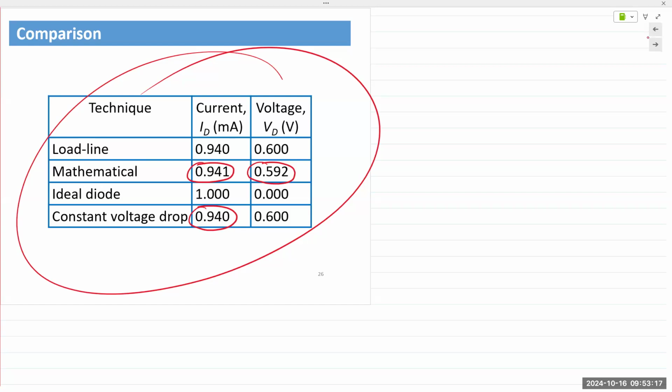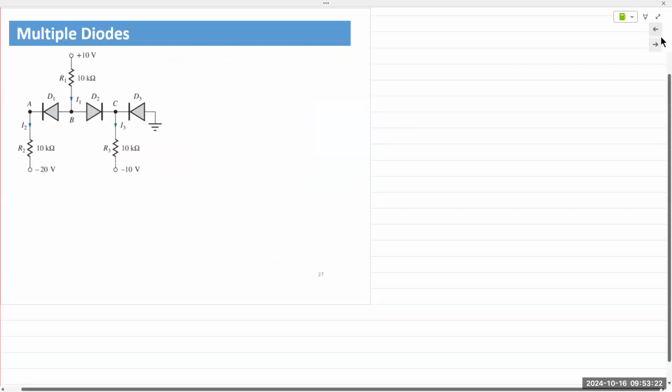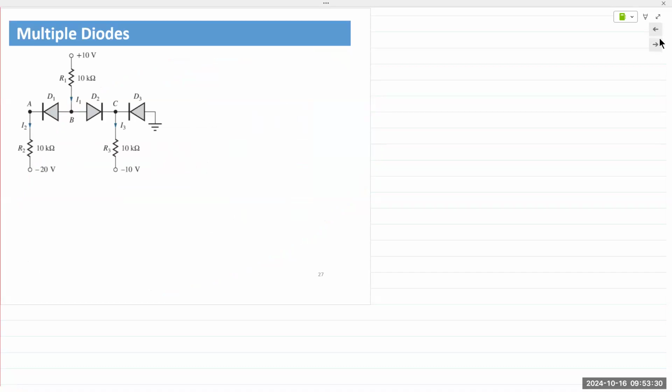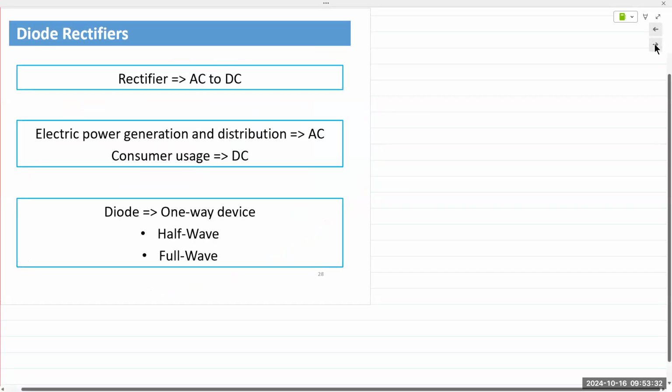Okay. So for now, there is another example of solving circuits with multiple diodes, but I don't have enough time to get into it today. So what I want to do is introduce diode rectifiers. Okay, diode rectifiers.